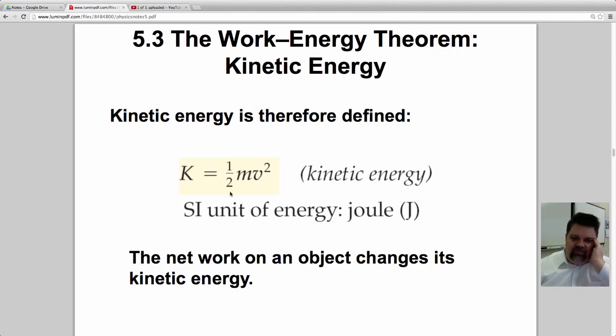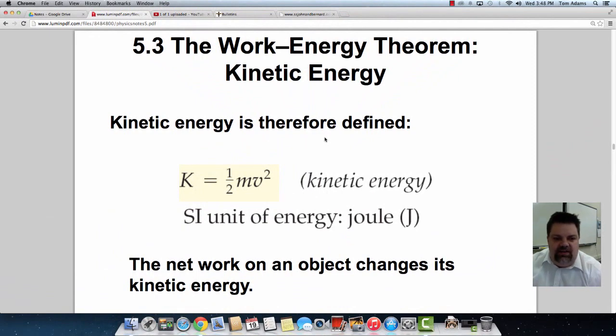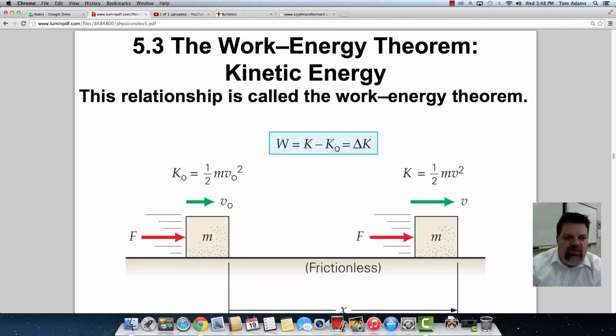Well, that's the same formula for kinetic energy. So the kinetic energy is equal to 1/2 times the mass times the velocity squared. Again, the SI unit for energy is joules, and the net work on an object is basically the difference in the kinetic energy. And so what we mean by this is if I have an object here and I apply a force, that force has an acceleration which causes the object to move. So we have an initial velocity here. So the initial kinetic energy is going to be 1/2 times the mass of the object times the velocity at the beginning squared. Well, that's the initial kinetic energy.